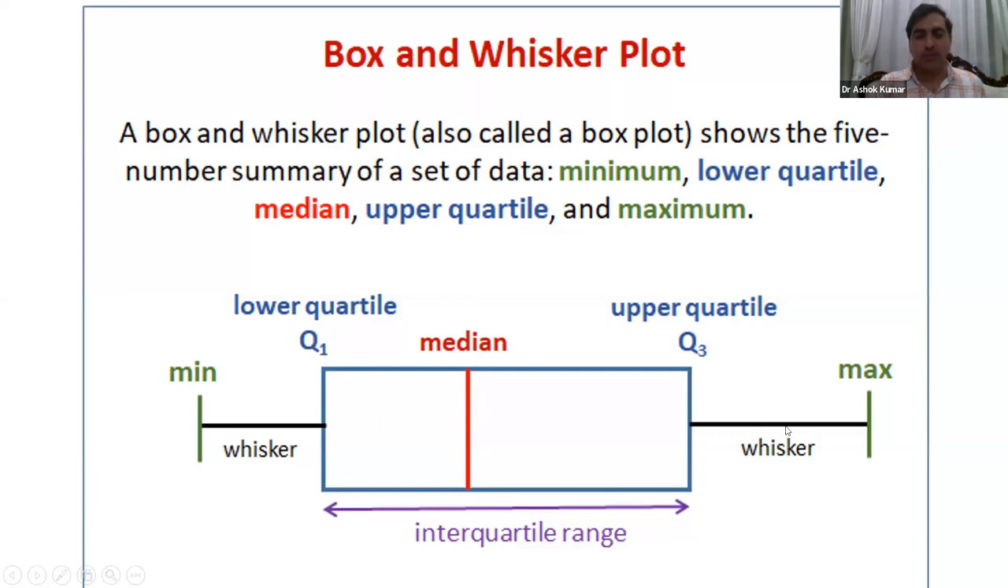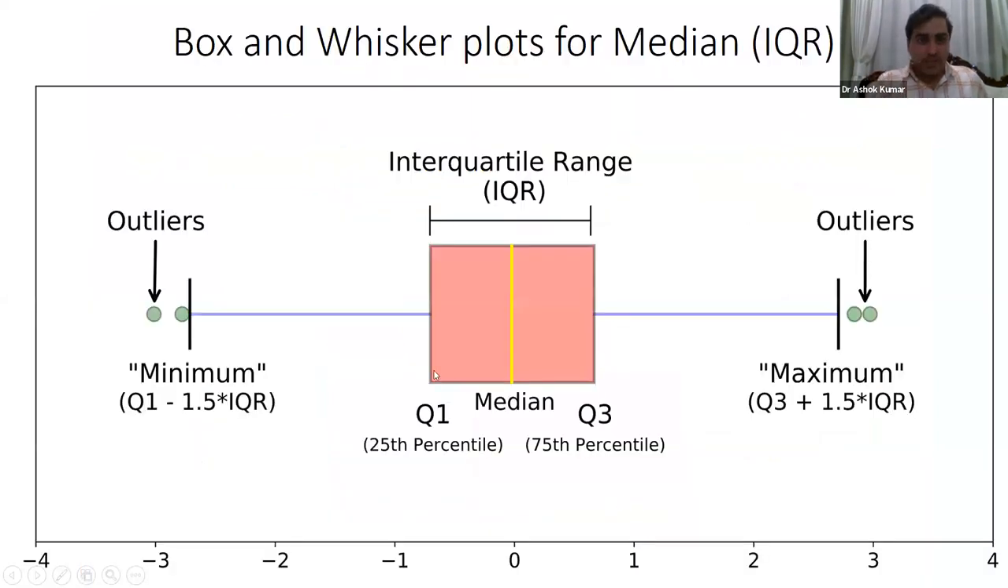So this is the box and this is the whisker, so it is called a box and whisker plot. Q3 minus Q1 is called the interquartile range, so this range of the box is the interquartile range. In a box and whisker plot, you can see there are some outliers. And what are these outliers? This is the minimum, or you can say the last point of the whisker.